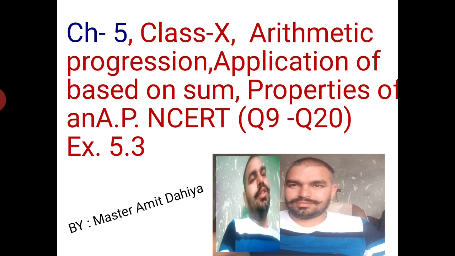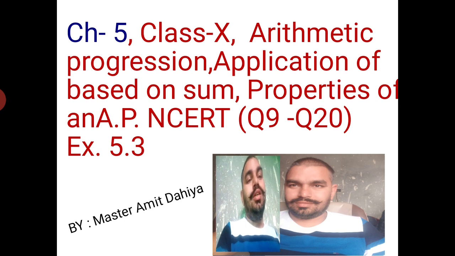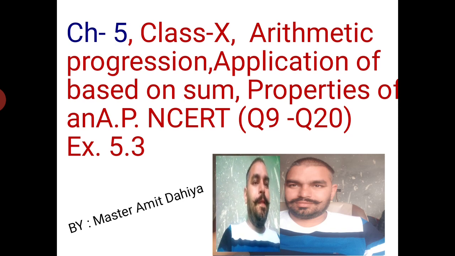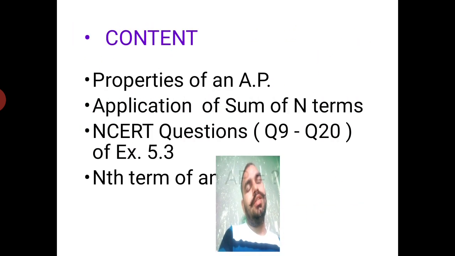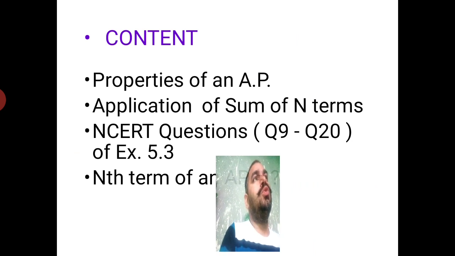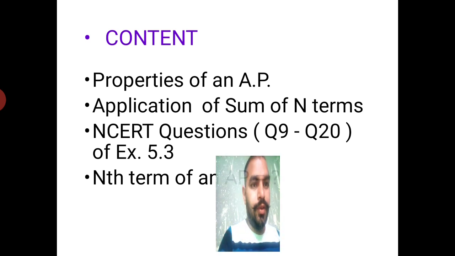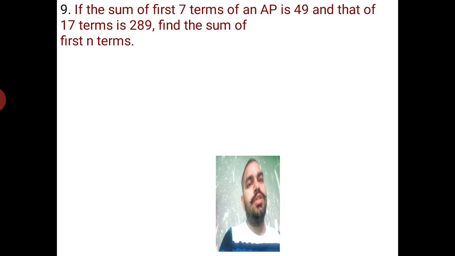We are going to learn the arithmetic progression chapter 5 exercise 5.3 question number 9 to 20. In these slides we will see how to apply the sum of first n terms on the questions, and how to use the nth term of an AP to find the sum of n terms. So let us do the first question.